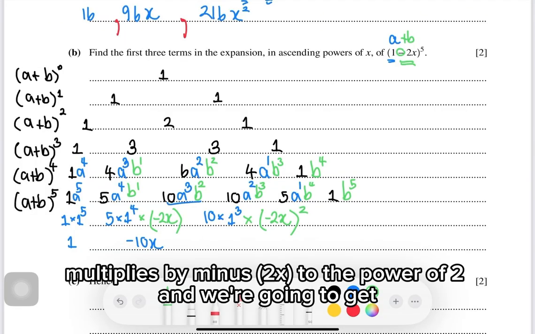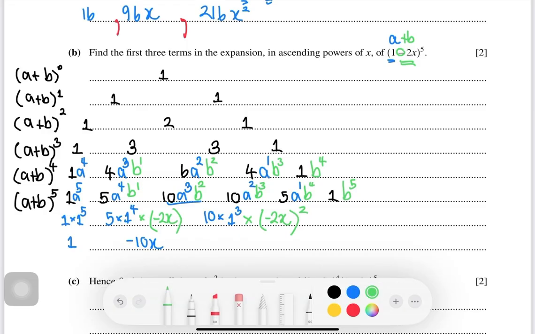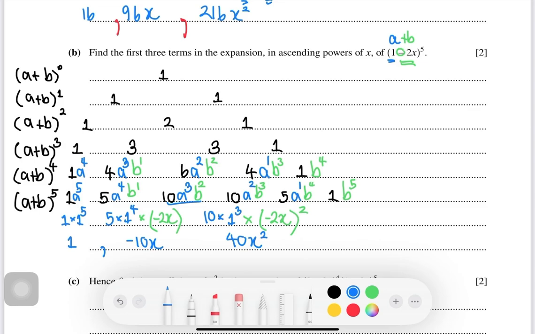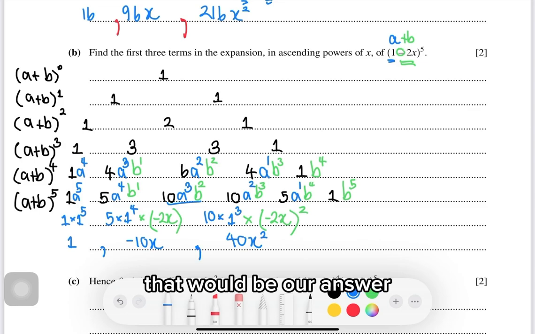and we're going to get 40x squared. And that's it. We only have to find the first three terms with ascending powers of x. That would be our answer.